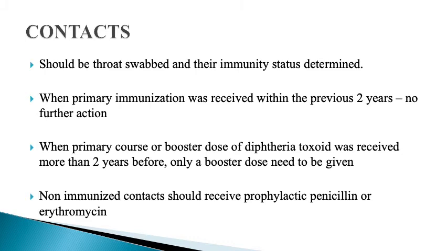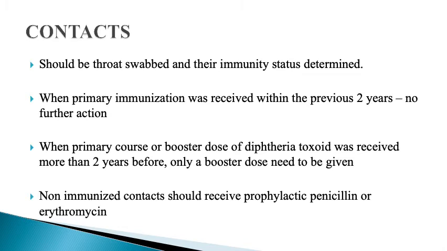These contacts should be given special attention. They should be throat swabbed and their immunity status should be determined. Now, there are different situations which pose different options. For example, if the primary immunization or booster dose by the contact was received within the previous 2 years, we need do nothing for the contact.